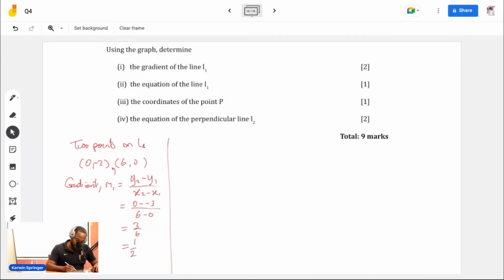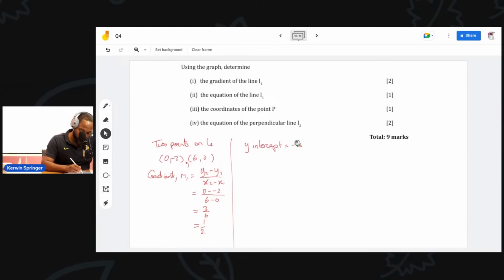The equation of the line L1. So we know the gradient, the y-intercept is -3. You've seen that, right? The y-intercept is -3, and the gradient is a half. What do you think the equation is? y equals mx plus c.